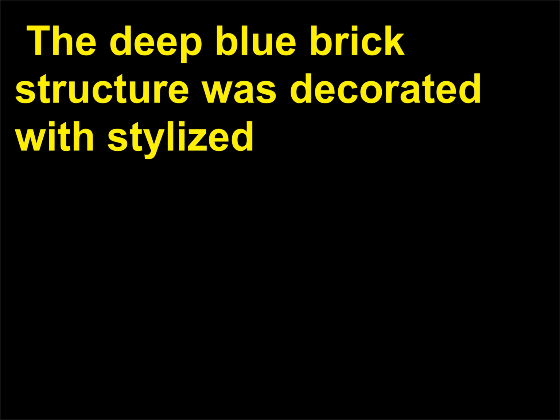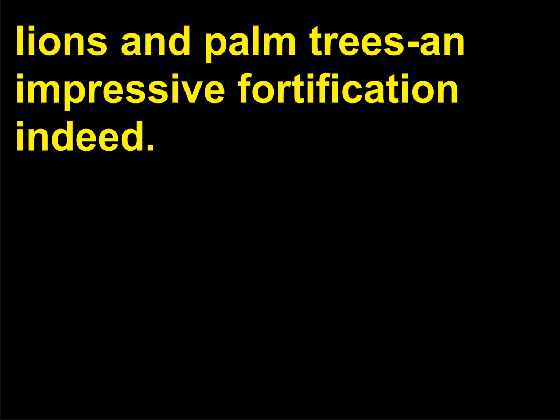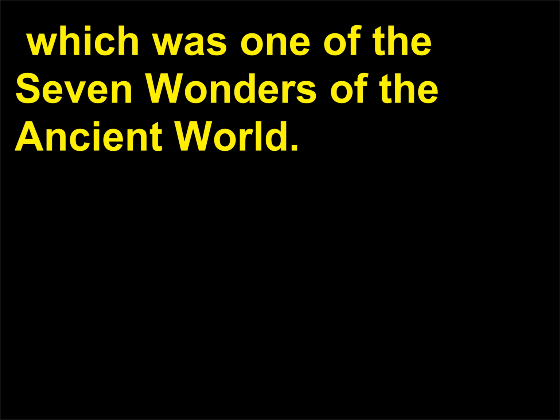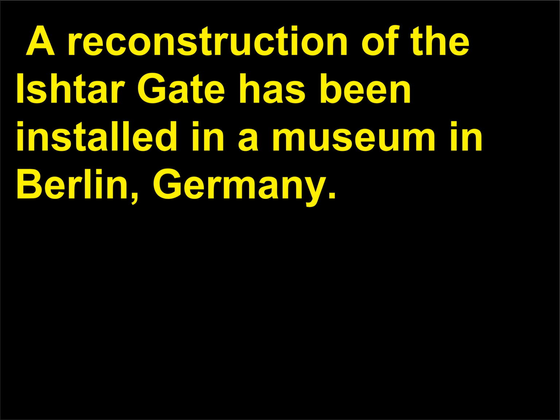The deep blue brick structure was decorated with stylized lions and palm trees, an impressive fortification indeed. The monumental gate mirrored the wealth and extravagance of other Babylonian structures such as the Hanging Gardens, which was one of the 7 wonders of the ancient world. A reconstruction of the Ishtar Gate has been installed in a museum in Berlin, Germany.